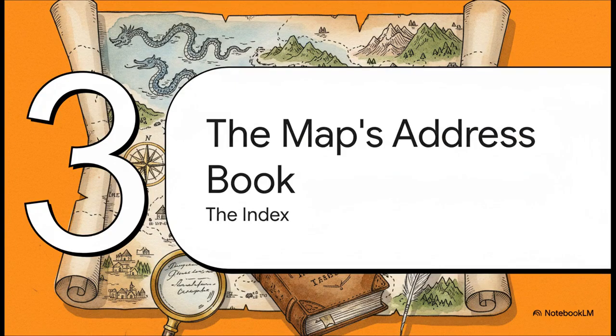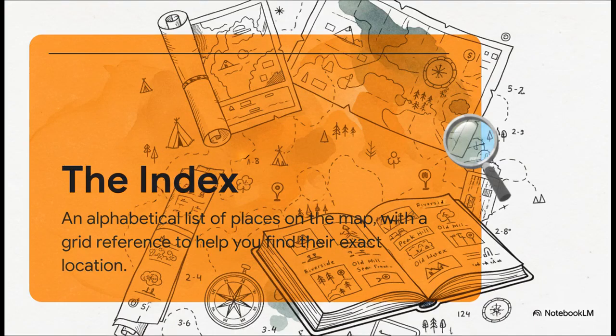All right, so now we can read the symbols. But what if you're looking for something specific, like a certain city or town? You don't want to spend all day scanning the whole map, right? Of course not. That's where our next tool comes in handy, the index. You can think of it as the map's own personal address book. So the index is usually in the back of a map book, and it's basically just a big A to Z list of all the named places on that map.